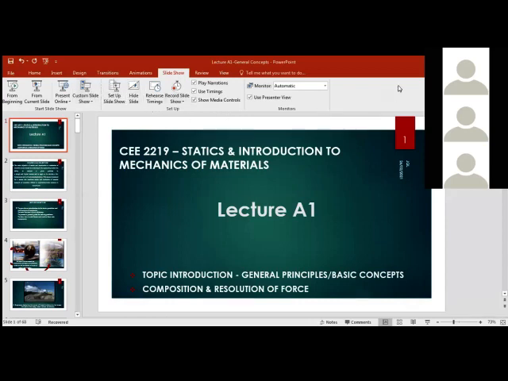For the tutors, I'll introduce the tutors in due course. They are still waiting for their contracts to be signed. Once they have their contracts, I'll introduce them. They'll also be part of this C2219 WhatsApp group.